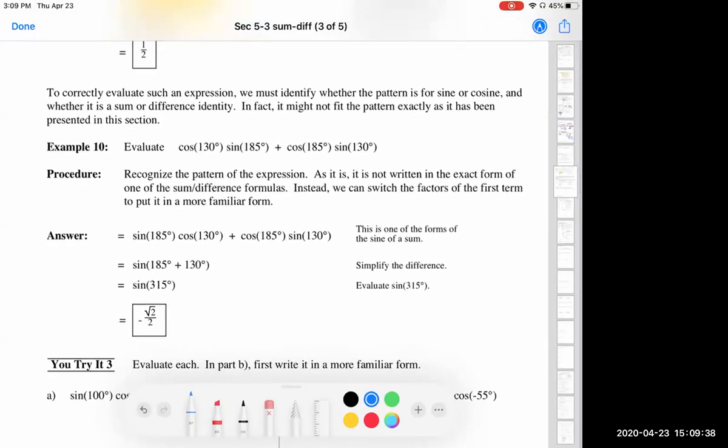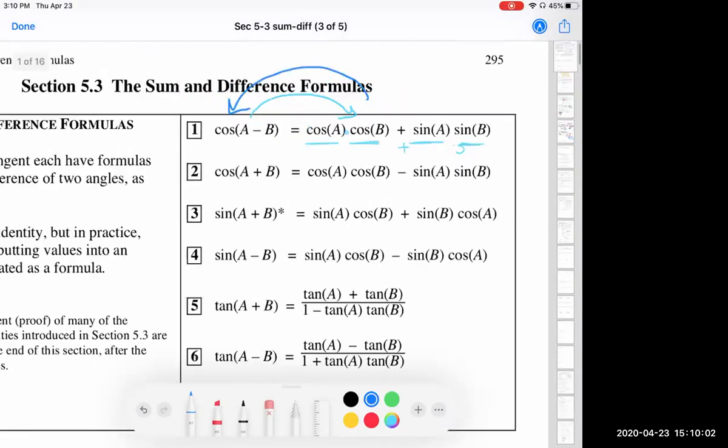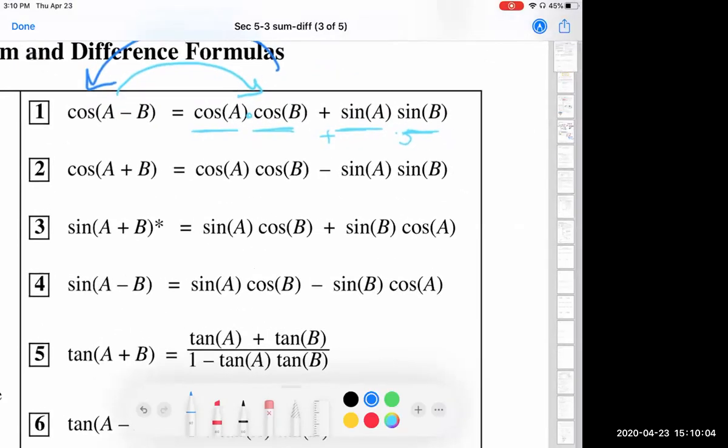All right, so let's go ahead and do example 10. Same idea. I have cosine and sine, cosine and sine. So which one is this? Which formula is this? This is our sum of sine. That's why we had to take the moment to look at these. I'm going to jump to the first page. They all kind of look alike, so you kind of have to take a moment to know how they differ.